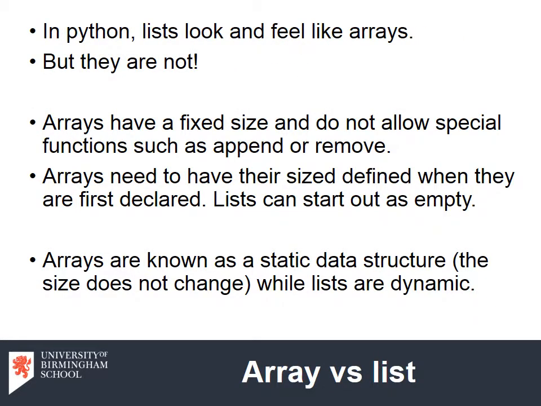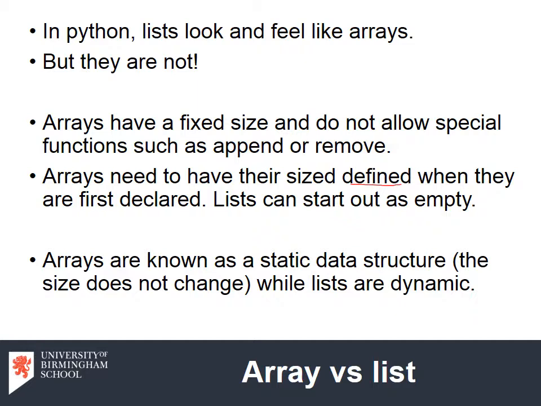Now, a lot of programming languages have things called arrays, and in Python, lists look very much alike. They feel like arrays, they look like arrays, they kind of get used like arrays, however, they're not. There are some fundamental differences between the way lists work and the way arrays work. The most fundamental difference is arrays have a fixed size, so you're not allowed to change the size of an array once it's been created. Also, they don't have any special functions such as append, remove, which lists in Python actually do have.